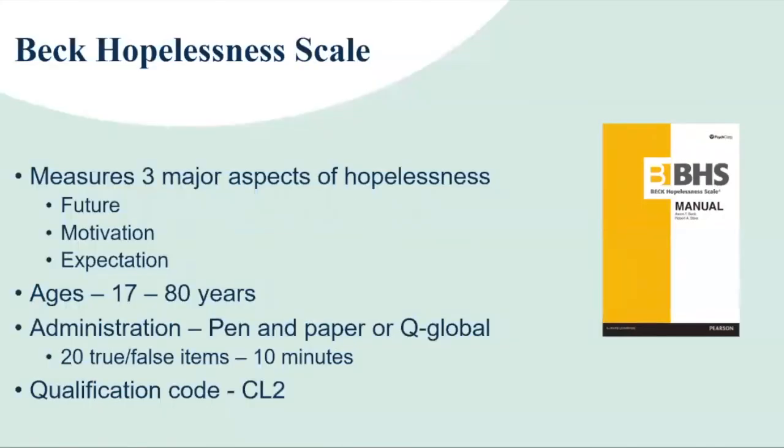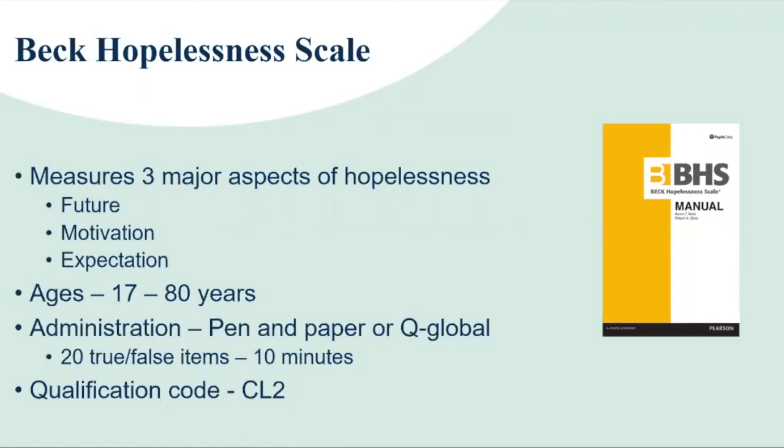The Beck Hopelessness Scale helps you to measure 3 major aspects of hopelessness, which are feelings about the future, loss of motivation, and expectations. It's designed to measure an individual's attitude about their long-term future, and it also helps you to identify individuals who are at risk for suicide. Those who show moderate to severe levels of hopelessness should therefore be watched closely for suicide potential.